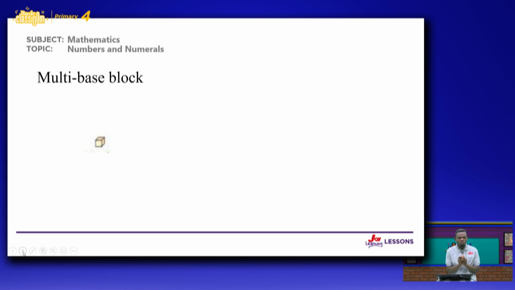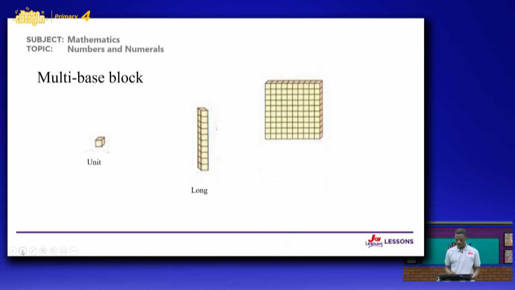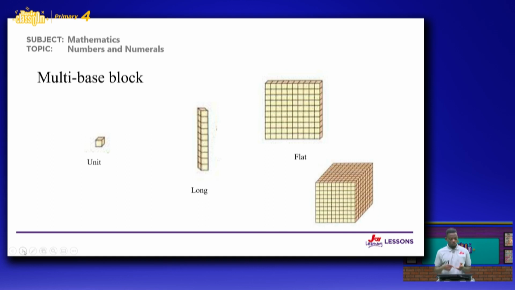So we have our small one, people call it cube or unit. Then we have our long, and then we have our flat. Then we also have our block. So we have the unit, the long, the flat, and the block. Good. So that is the multi-base block. This is what we are going to use to represent numbers.